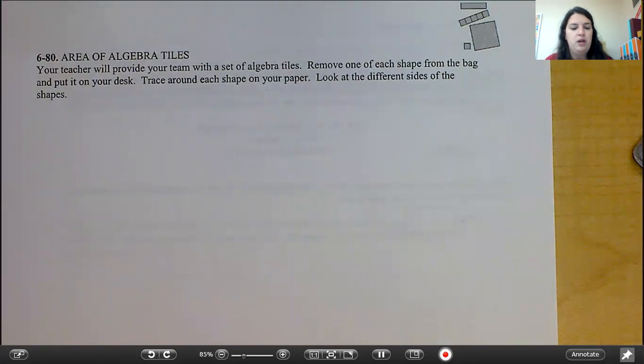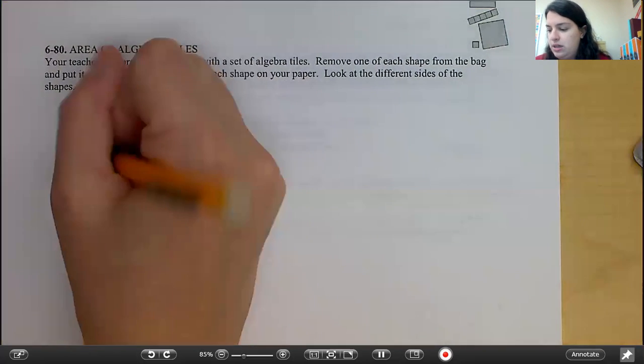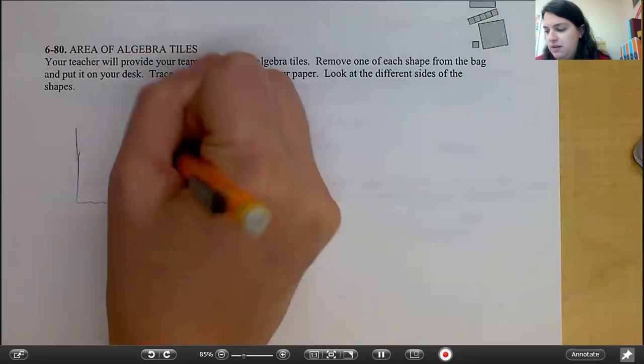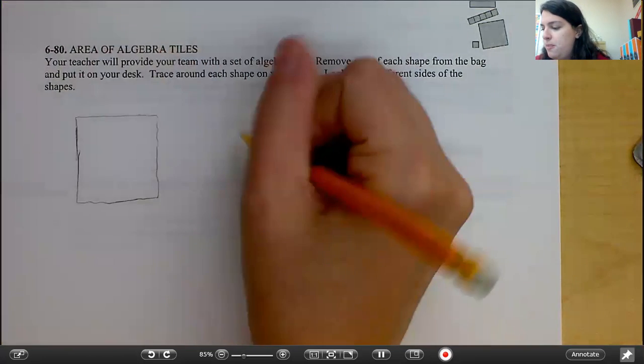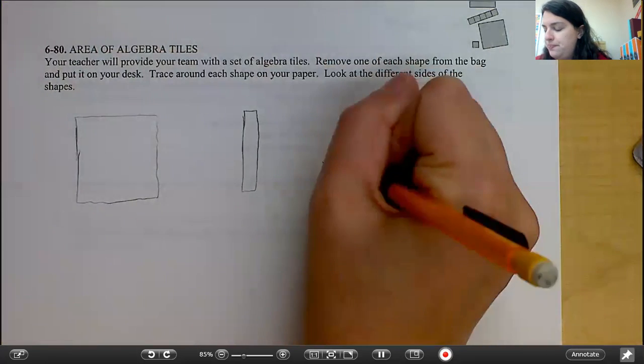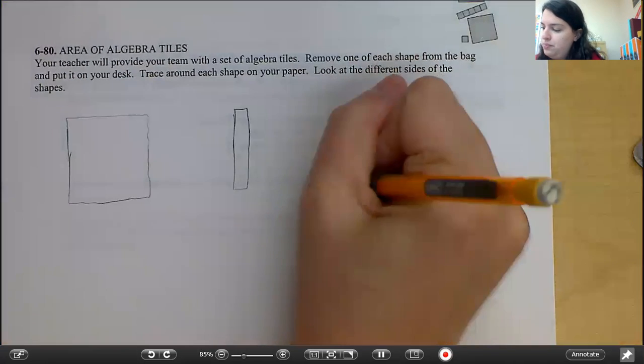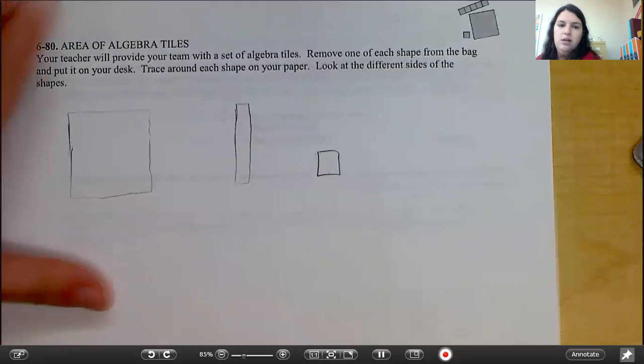If you're back with me, you've cut out your algebra tiles and you've traced them. I'm not going to trace them. I'm just going to sketch them out here to save time. But I have my square, I have my rectangle, and I have my little square.